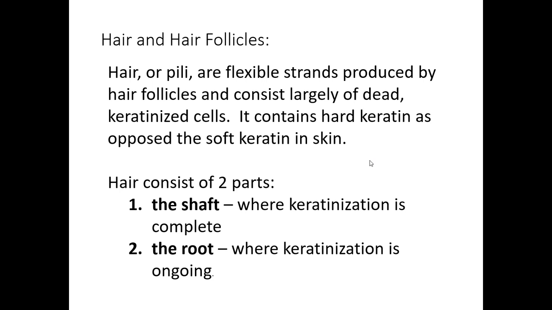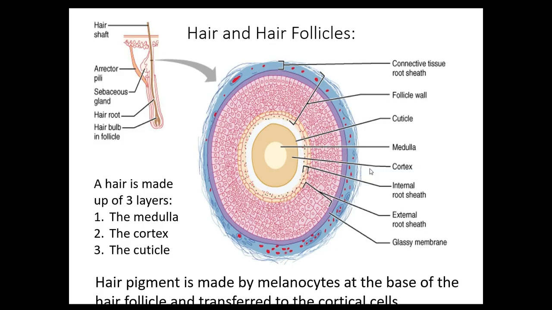So again, talking about hair and hair follicles. Hair, or papilla, are flexible strands produced by hair follicles and consist largely of dead keratinized cells. It contains hard keratin as opposed to soft keratin located in the skin. The hair consists of two primary parts, the shaft and the root. In the shaft, keratinization occurs and is completed, but in the root, the keratinization process is ongoing.